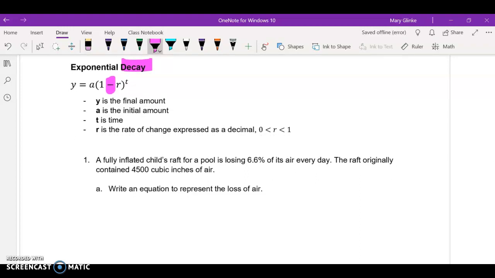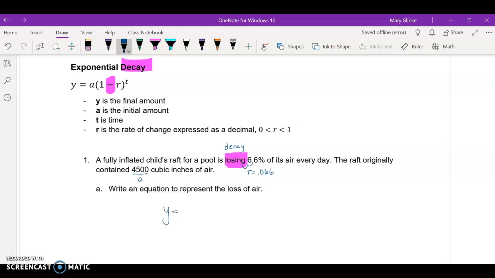So you have a raft. We can tell this is decay because it's losing 6.6% of its air. That tells us we're going to be talking about decay. The original raft could have 4,500 cubic inches of air. So that's going to be your A value. Your 6.6 is your rate, but we're going to move our decimal over, so it's 0.066. So we want to write an equation to represent the loss of air.